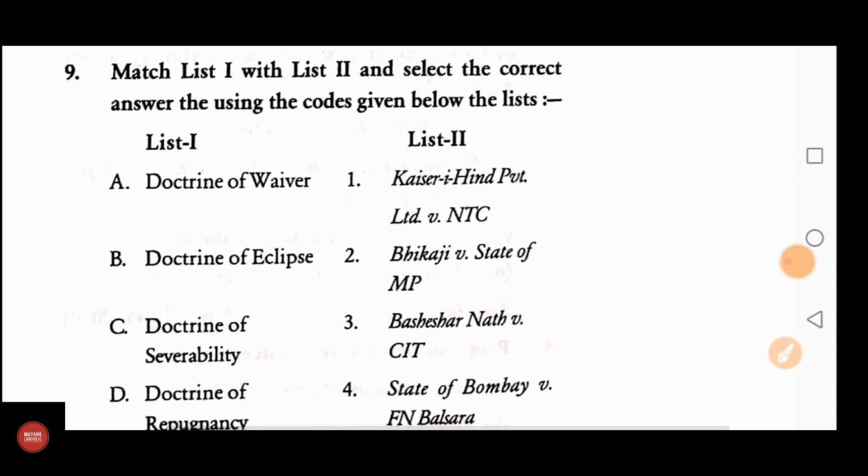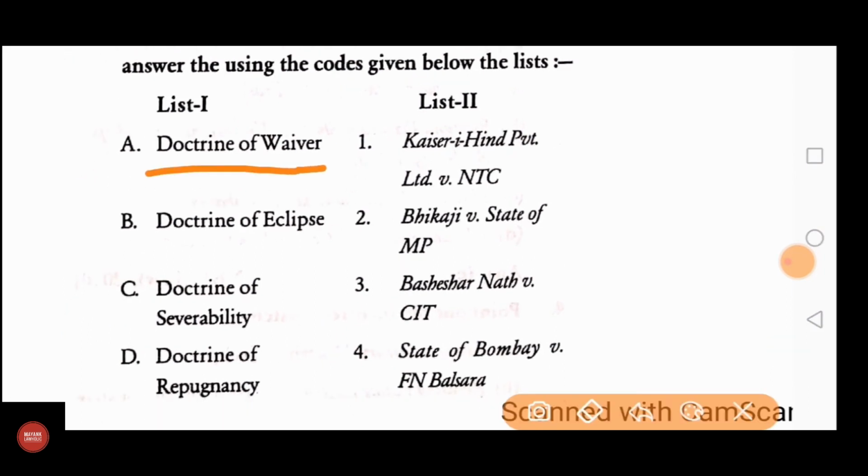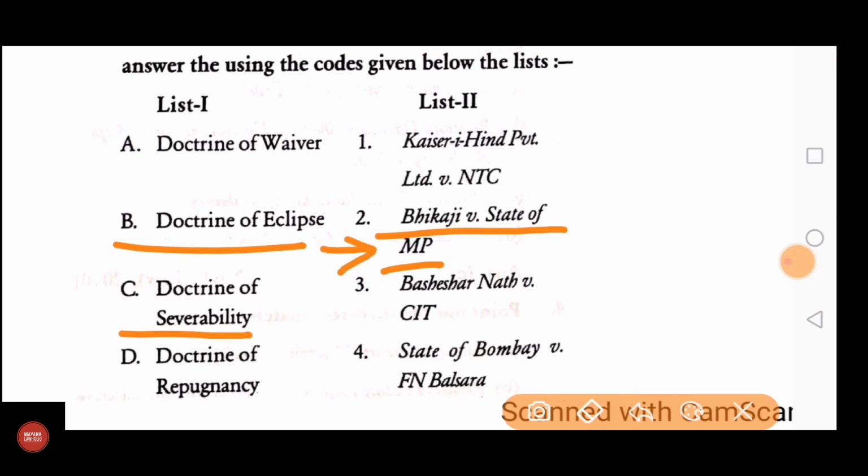Next question. Match list 1 with list 2 and select the correct answer using the codes given below. Doctrine of waiver is Basheshar Nath vs. CIT. Option B. Doctrine of eclipse is Bhikaji vs. State of MP. Option C. Doctrine of severability is option 4, that is State of Bombay vs. FN Balsara. And option D. Doctrine of repugnancy is Kaiser-e-Hind Private Limited vs. NTC.